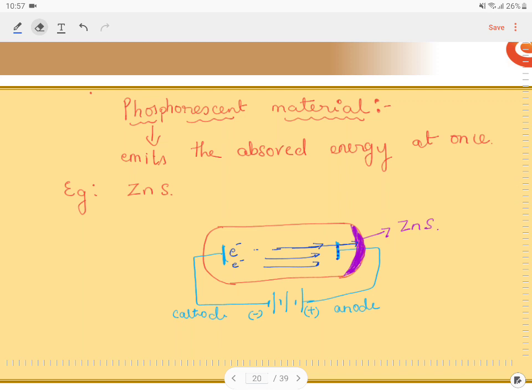From this, we can feel the presence of electron because we cannot see the electrons with our naked eyes. Definitely not possible. But the presence of these subatomic particles can be observed by making use of these phosphorescent materials. So that is the advantage in chemistry.